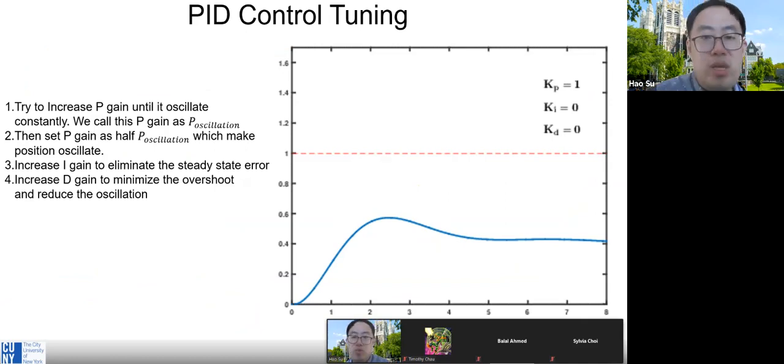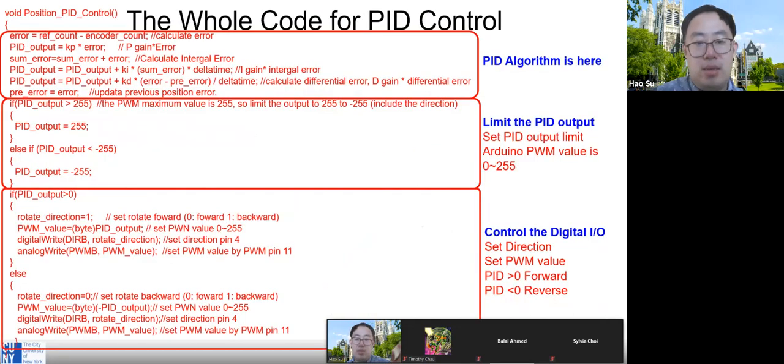Actually, PID tuning is very difficult, and you need to do trial and error. You need to try many times. For example, my students do this kind of PID control tuning almost every day when they work on the robot, and they need to tune it manually. There are also some automatic tuning methods, but that's outside the scope of this class. But you can know that there are manual tuning methods and also some automatic tuning methods.